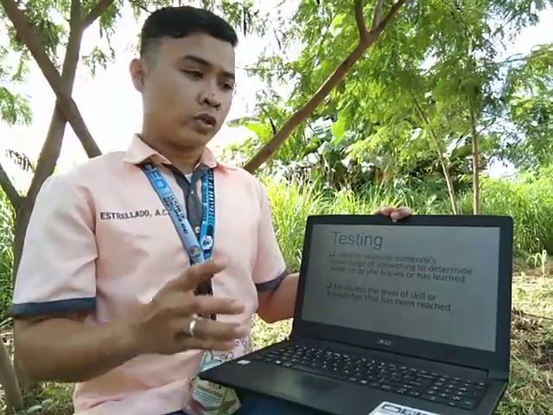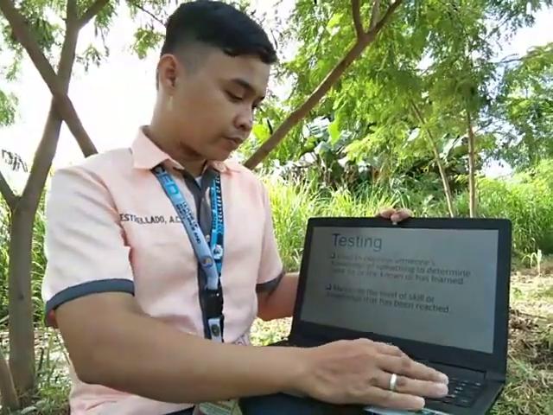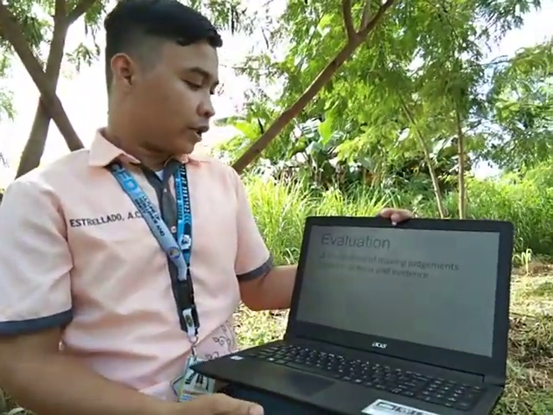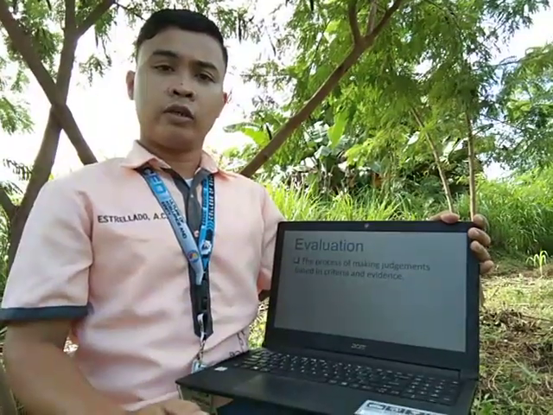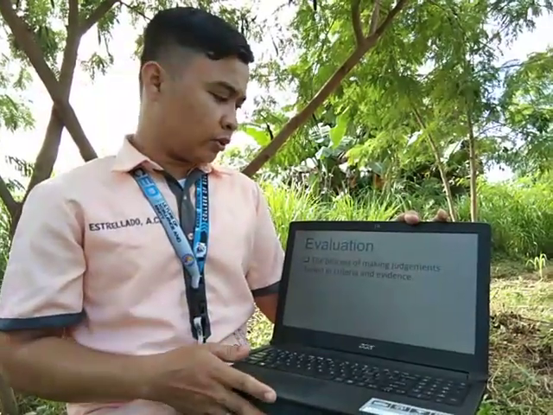So when we go past testing, we will go to evaluation. So evaluation is the process of making judgment based on the criteria and evidence. So this time, the evaluation is used by the teacher to judge or to give scores, percentiles, or ranks to the students. So this basically refers to the performance of the students being judged by the teacher.